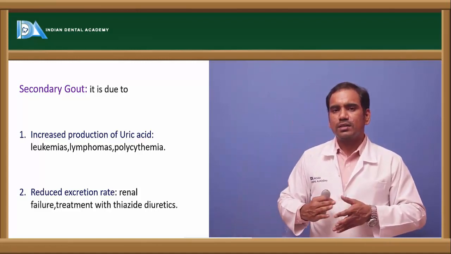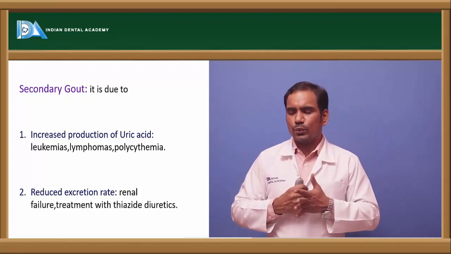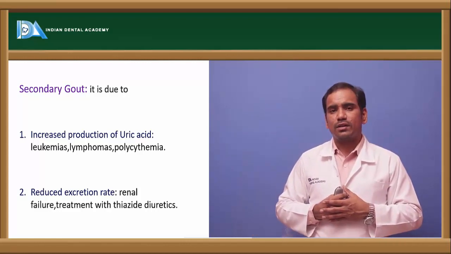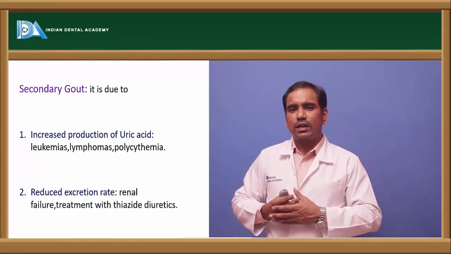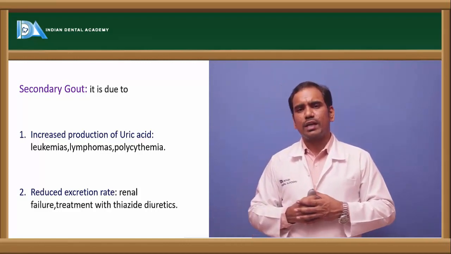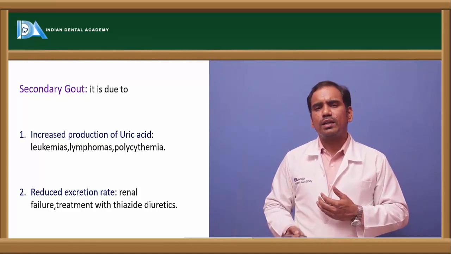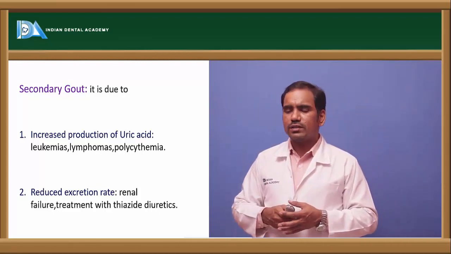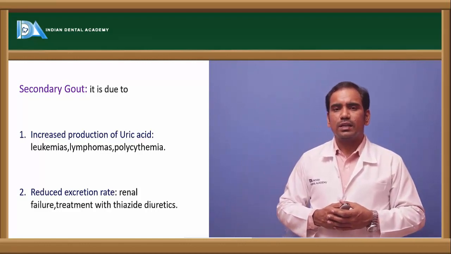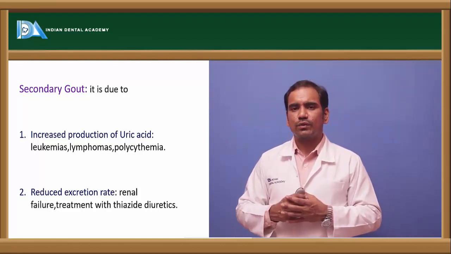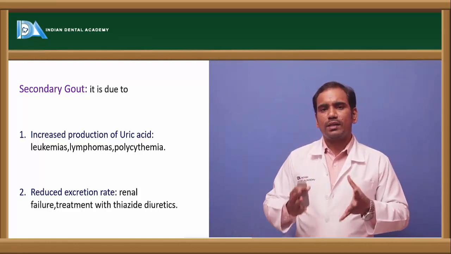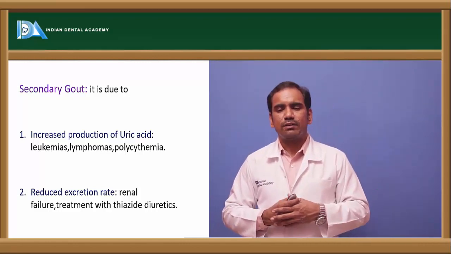Here the reason is renal failure, and treatment with some diuretics called thiazide diuretics, which leads to decreased excretion of uric acid and increased accumulation of uric acid. Right? So these are the main reasons which result in decreased excretion of uric acid and increased production of uric acid, and together they lead to a condition called secondary gout.